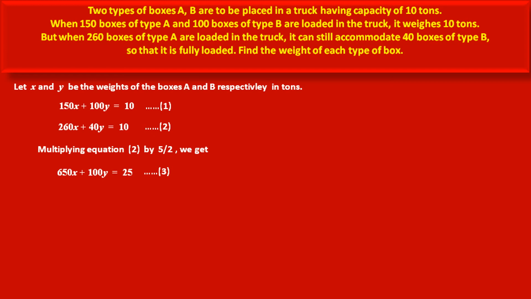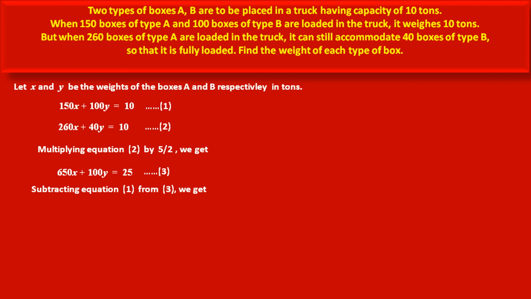Now in place of equation number 2, we have to use equation number 3. So we have to deal with equations 1 and 3 now. Since in equations 1 and 3 the coefficients of y are equal with the same sign, we have to subtract them.